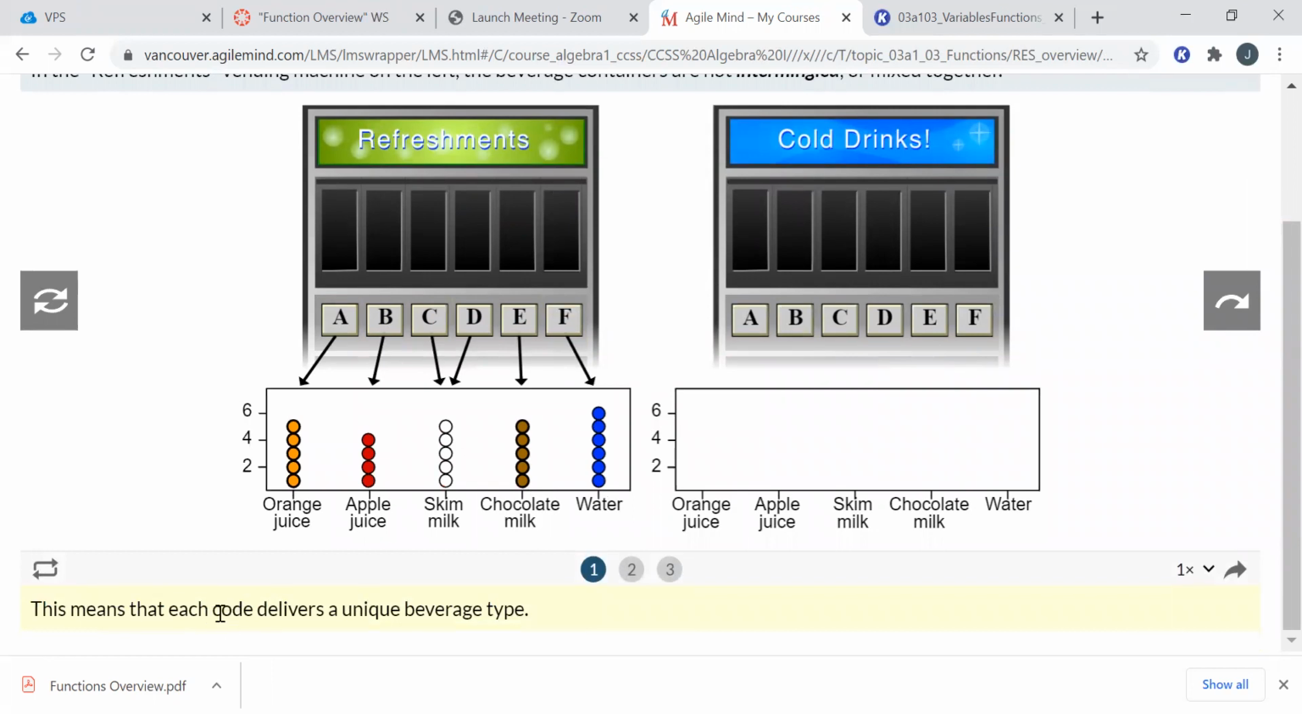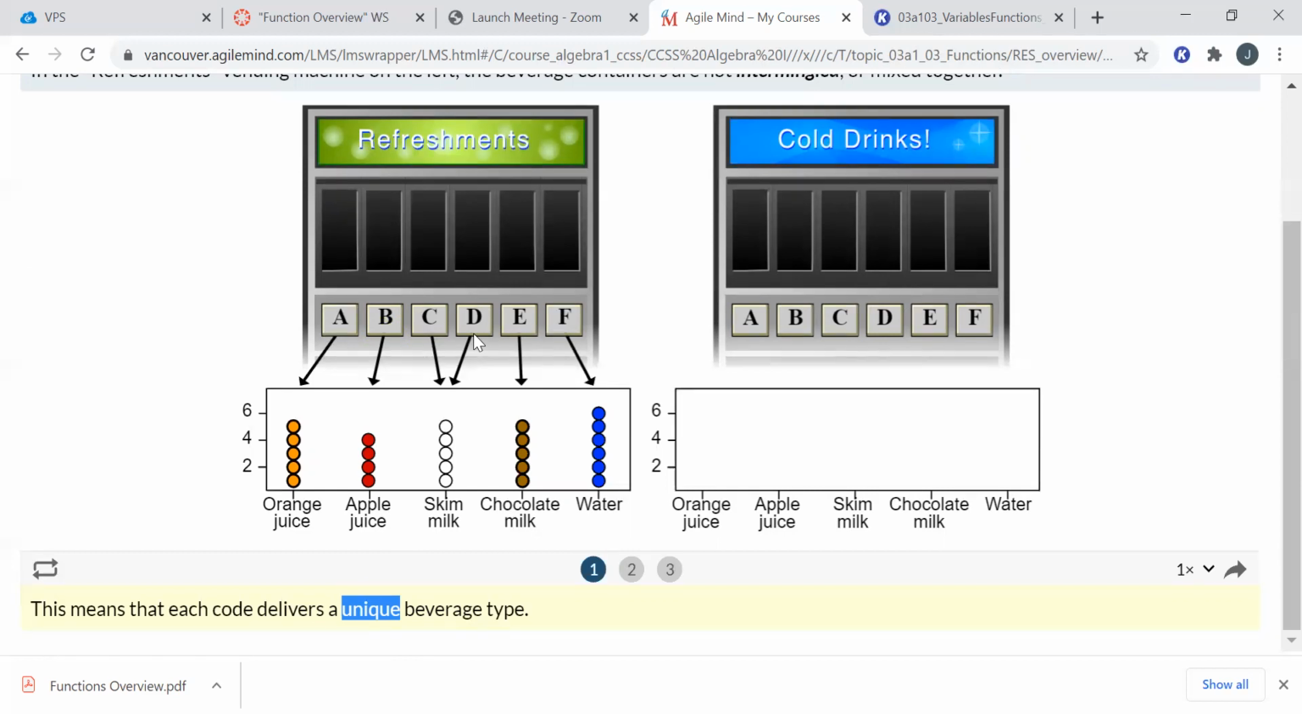This means each code, each button that I push delivers one unique thing. Well, you might argue with the word unique because notice C and D both give me skim milk. But still, they're using unique badly, I would say. But that's okay. You're right if you want to argue about that. But let's ignore the thing unique. Let's say if I push a button, I always get the same thing out. So if I push C, I always get skim milk out. If I push D, I always get skim milk out.